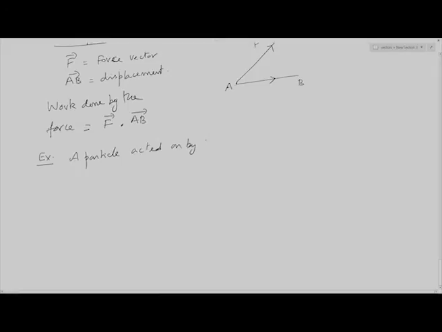A particle acted on by two forces. The capital F is the resultant of two force vectors, namely F1 is 2i plus j minus 3k, and there is another vector F2, which is 3i minus 2j plus 2k.